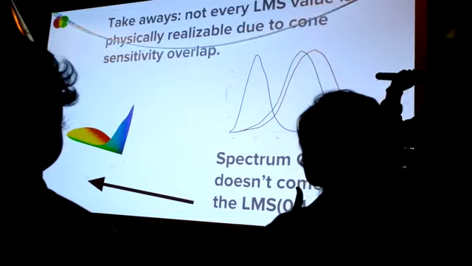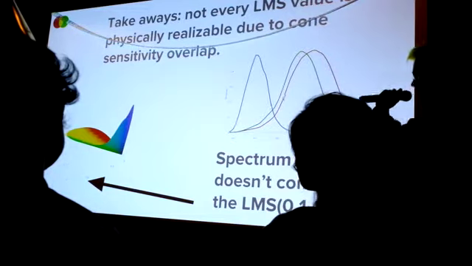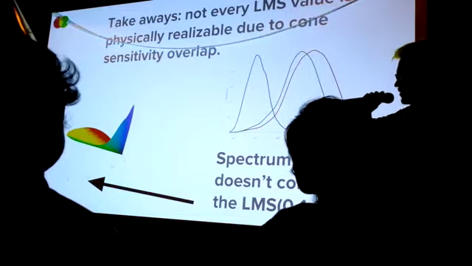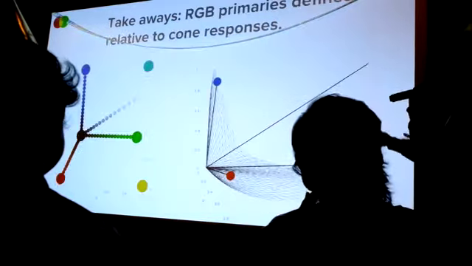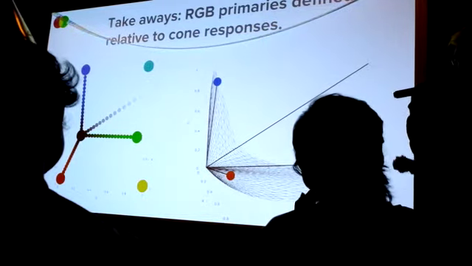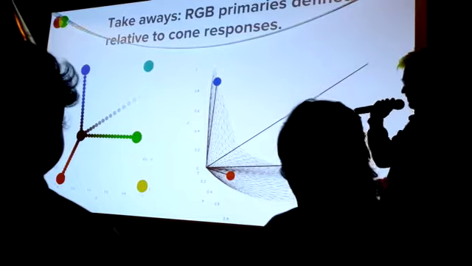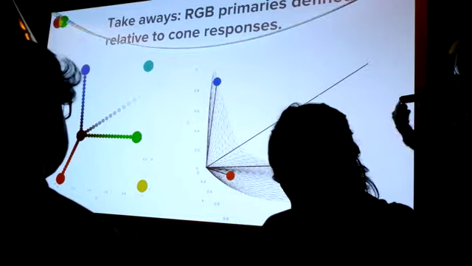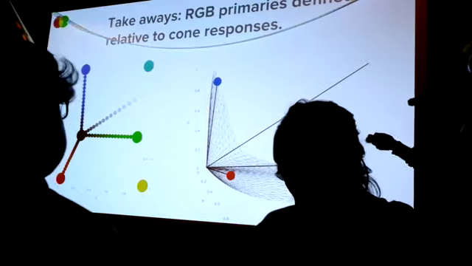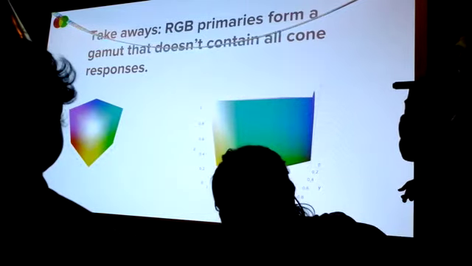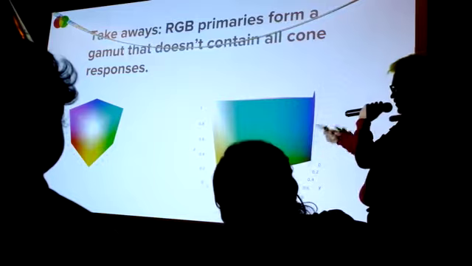Right, spectrum. So these are the key takeaways. The LMS cube doesn't reach the corners because of spectral overlap. It's a partial part of the cube. Takeaway number 2, RGB primaries are defined relative to cone values. So really, it's a color space of lights, but its basis is in the retina. It's a retinal color space. And also, takeaway, the gamut doesn't fill up the whole thing.